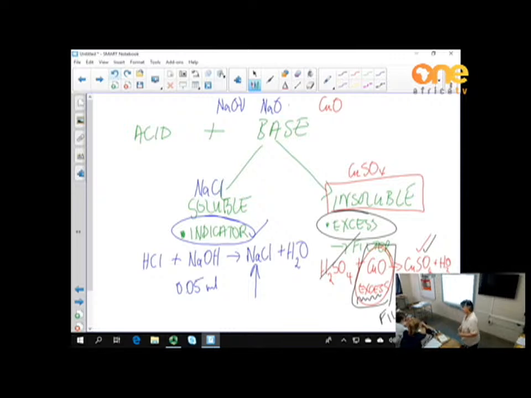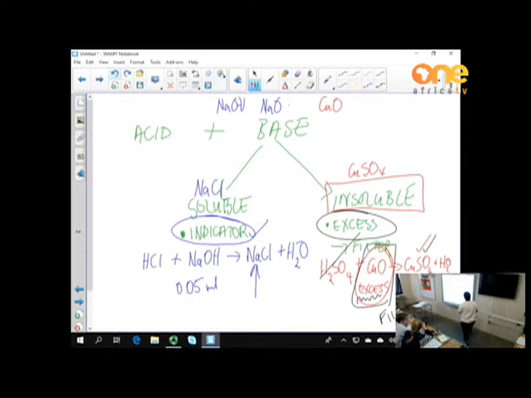You could use an indicator, but very often the salt that is produced is blue, so it's going to mask the color of the indicator.